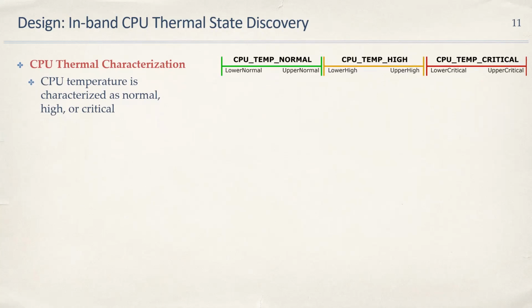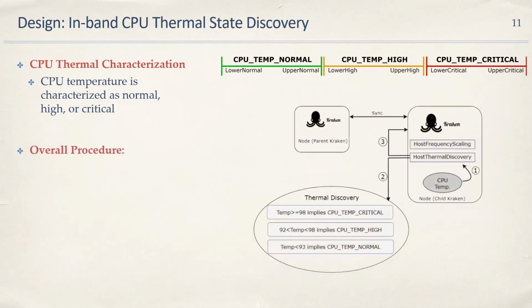The CPU temperature we acquire from the CPU sensor is just a number. So we have to characterize it into CPU temp normal, CPU temp high, or CPU temp critical using predefined thresholds. The overall procedure for in-band thermal state discovery includes 3 key steps. As a first step, host thermal discovery will read the CPU temperature sensor. After getting this number, it will be characterized into one of these states.